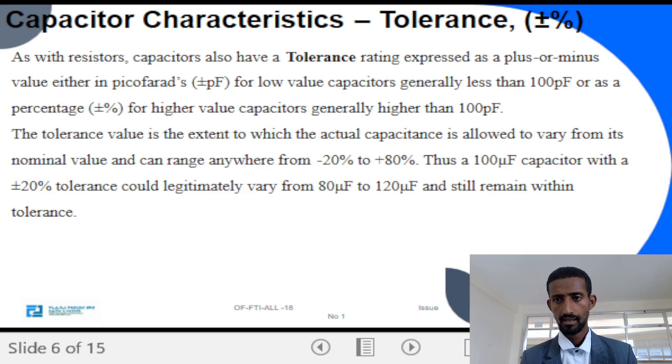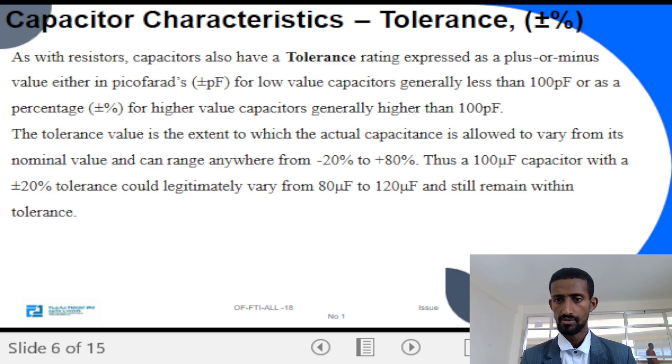As with resistors, capacitors also have a tolerance rating expressed as a plus or minus value. It may be in picofarad for low value capacitance, generally less than 100 picofarad, or as a percentage for higher value capacitance, generally higher than 100 picofarad. So it may be expressed in terms of picofarad plus or minus, or it may be a percentage.